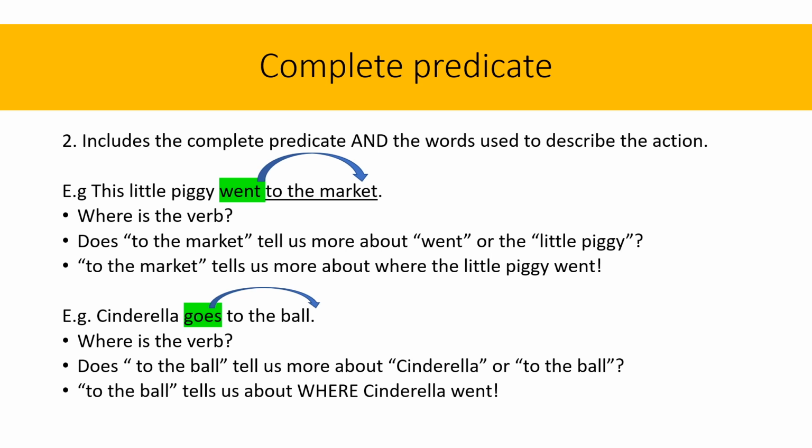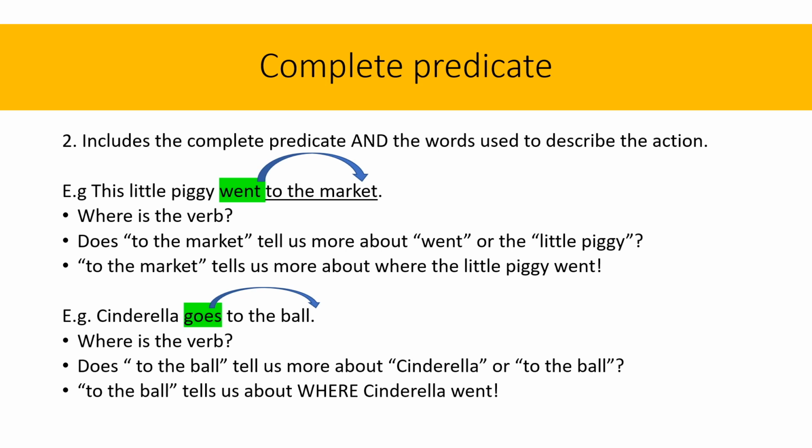Now we have this to the market afterwards, but what does this really mean? Does to the market tell us more about went or the little piggy? To the market tells us more about where the little piggy went. So went to the market is the complete predicate.